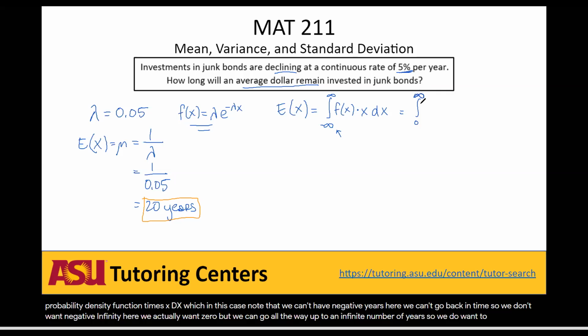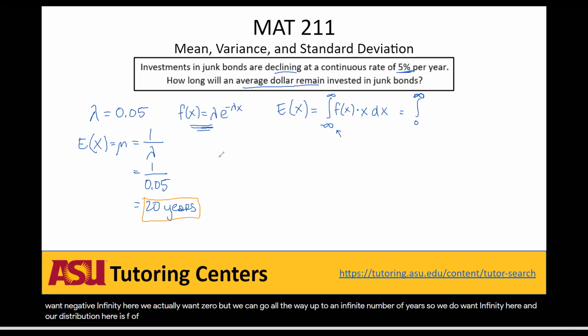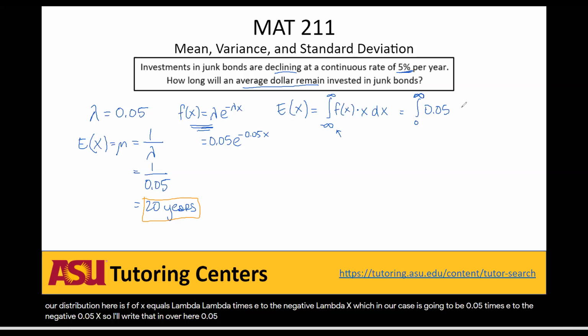And our distribution here is f of x equals lambda times e to the negative lambda x, which in our case is going to be 0.05 times e to the negative 0.05x. So we'll write that in over here: 0.05 times e to the negative 0.05x times x dx.